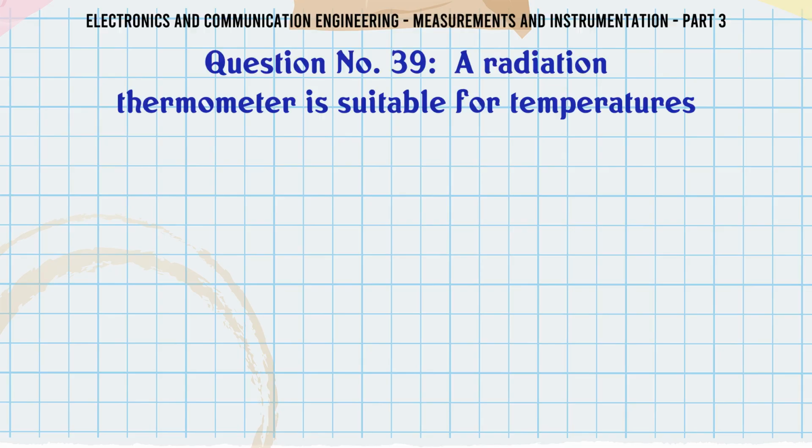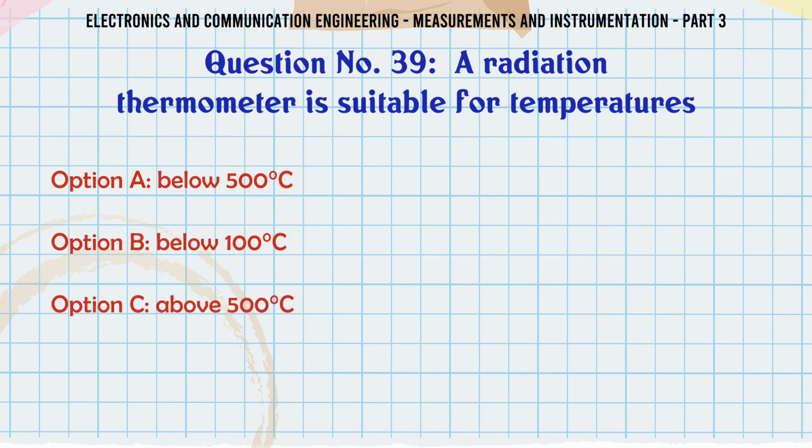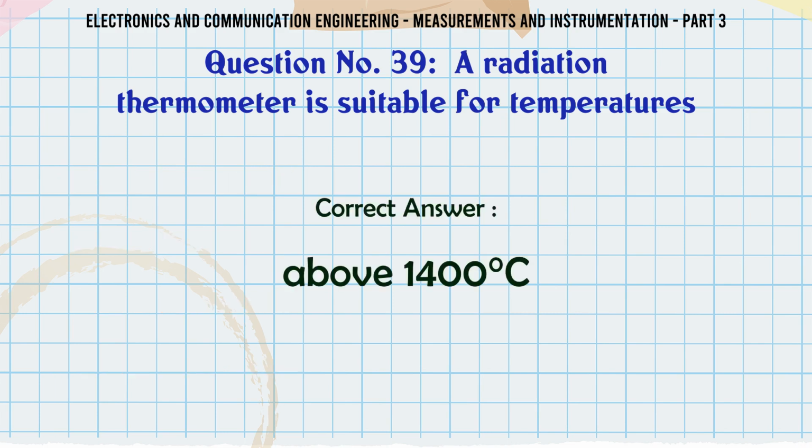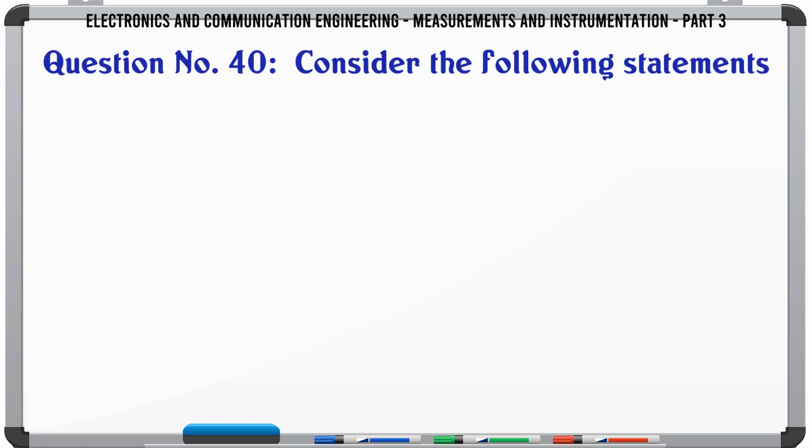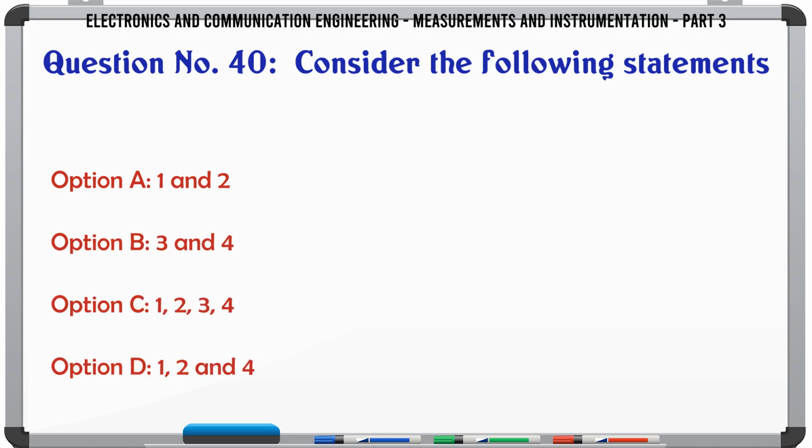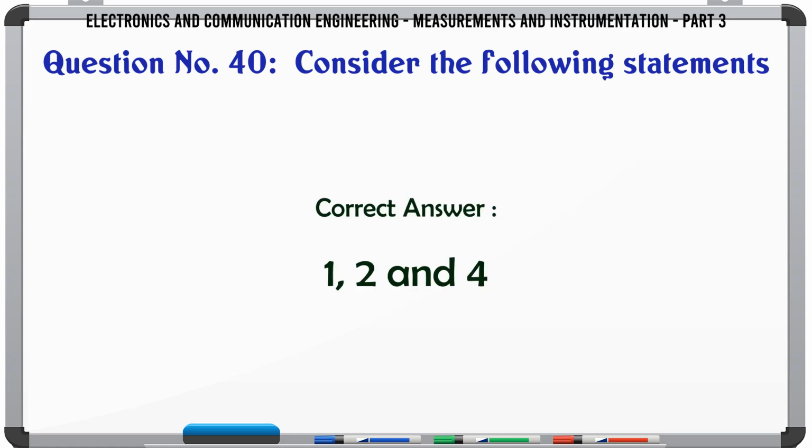A radiation thermometer is suitable for temperatures: A, below 500 C; B, below 100 C; C, above 500 C; D, above 1400 C. The correct answer is above 1400 C. Consider the following statements. A, 1 and 2; B, 3 and 4; C, 1 2 3 4; D, 1 2 and 4. The correct answer is 1 2 and 4.